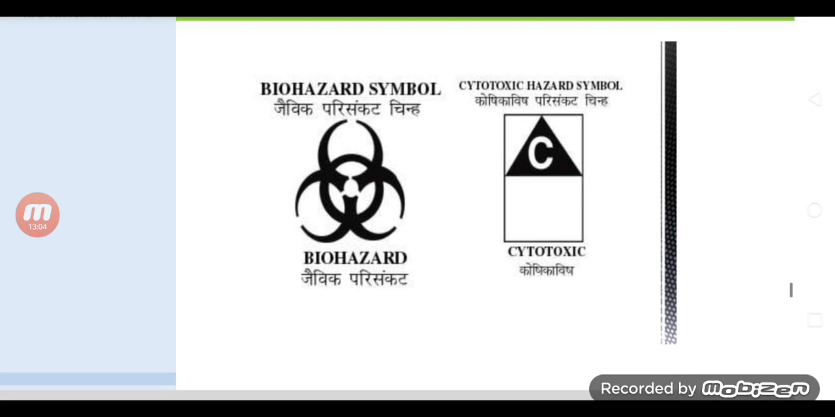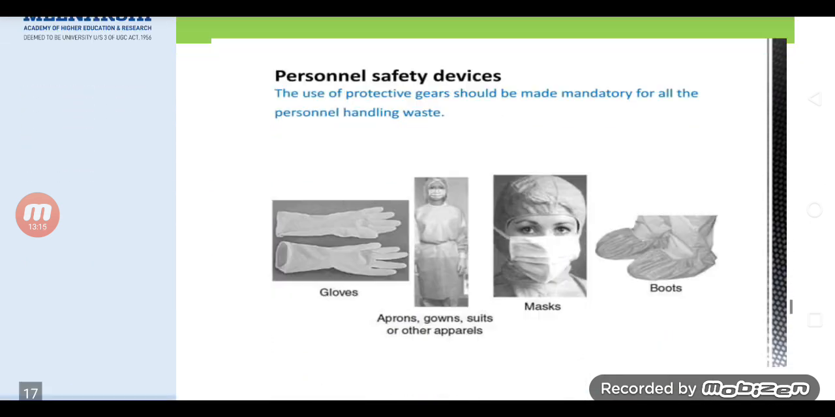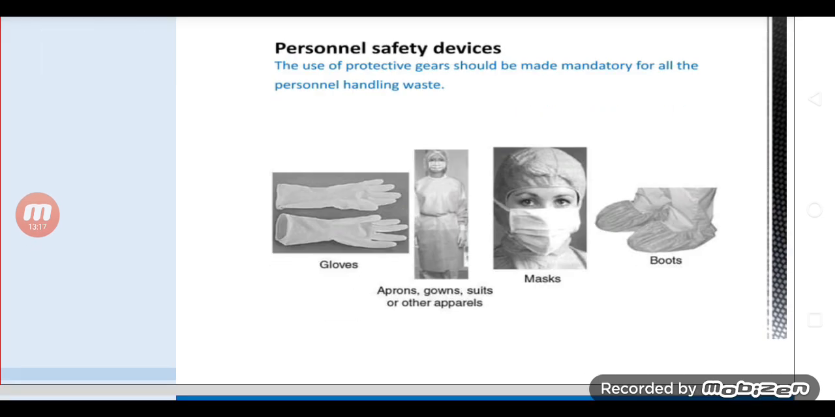This is the biohazard symbol, and another one is the cytotoxic hazard symbol, which can be used in the color coding bins. And also another important one is personal safety devices, that is the use of protective gears should be made mandatory for all the personnel who are handling the waste, like gloves, aprons, gowns, mask, boots should be used so that infection may not occur to the person who is handling the waste.